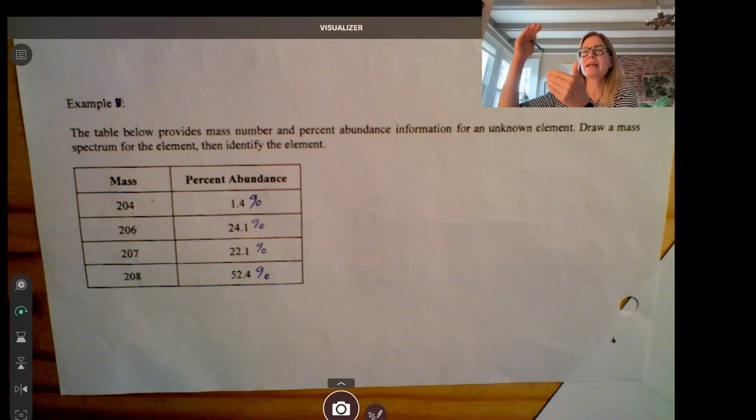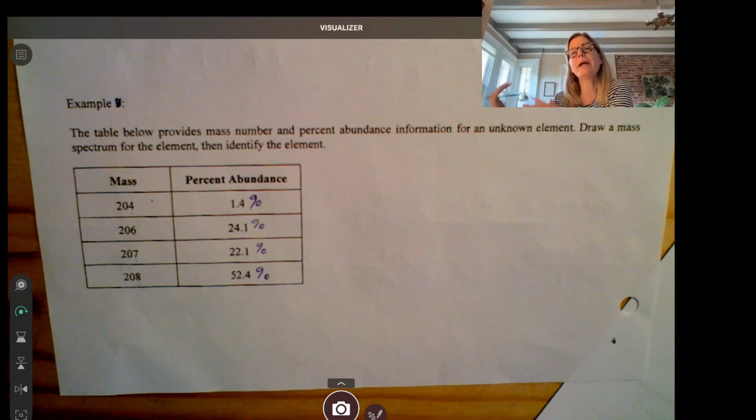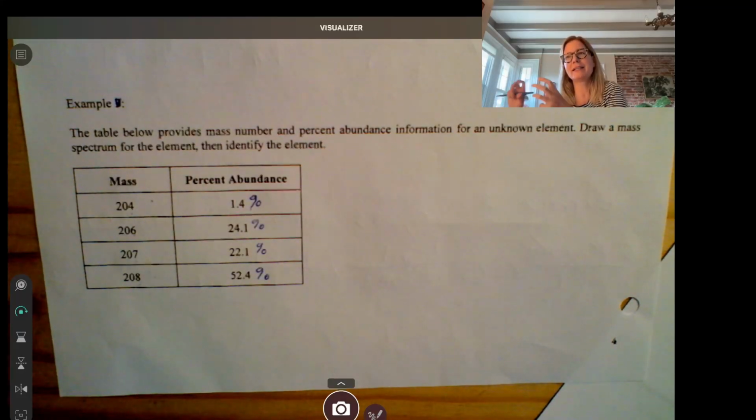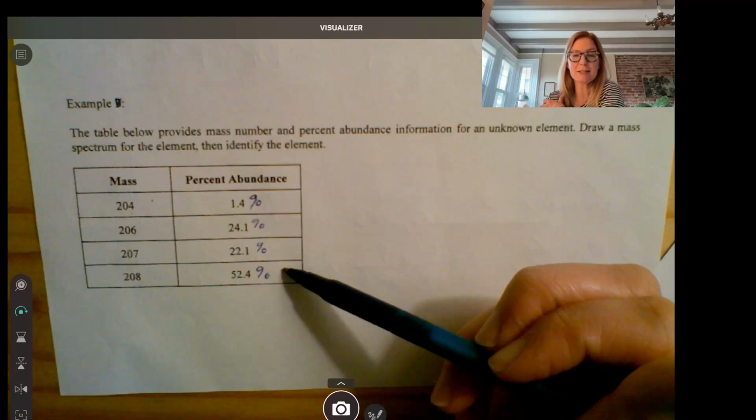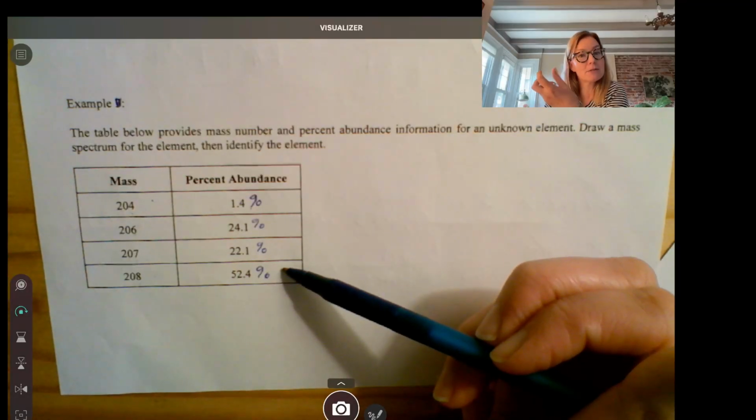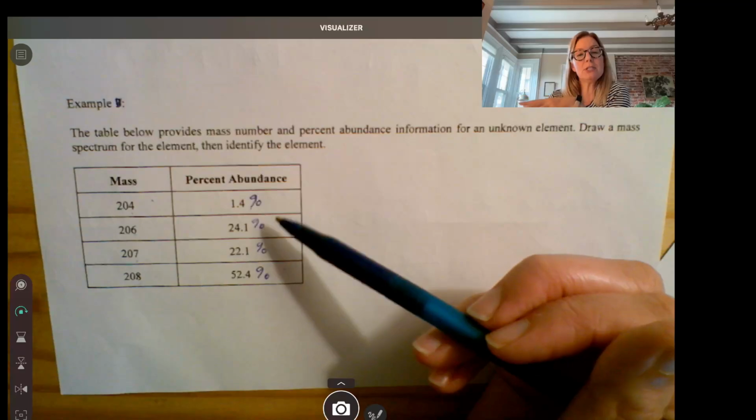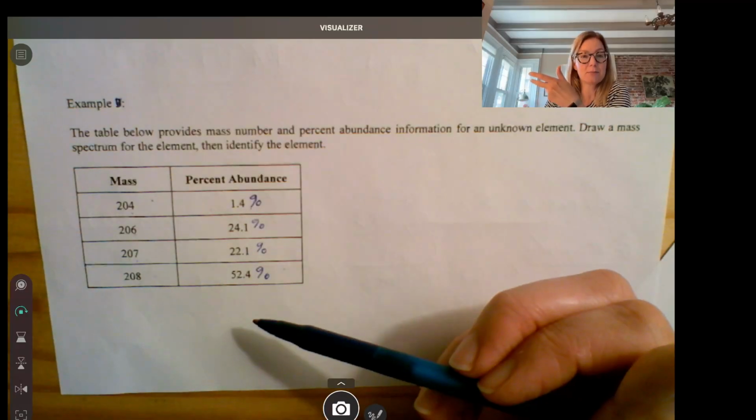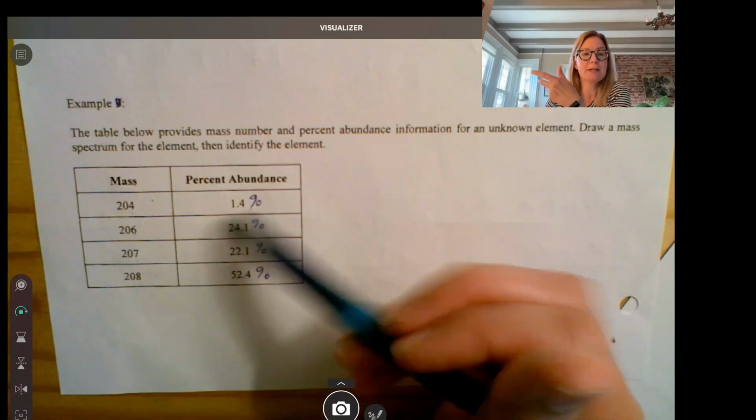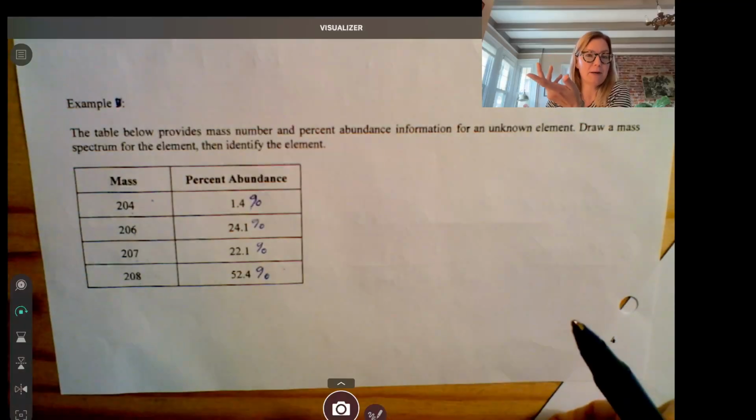A simple average is where you just add everything up and divide by the number of things you had. We're doing a weighted average where each part gets its own chunk of the overall average, with the highest percent abundance mattering the most and the lowest percent abundance mattering the least, okay? So all you need to do is convert the percents to decimals and then multiply each one by its corresponding mass and then add them up, okay?